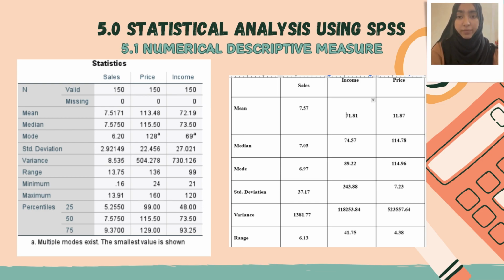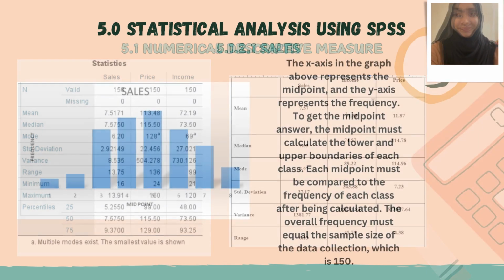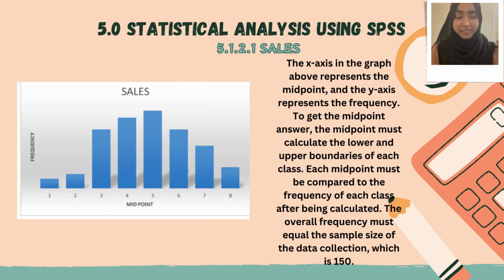Based on the numerical descriptive measure result, there are a few answers that are the same between the SPSS answer and the manual calculation answer. It is because calculation using SPSS is more accurate compared to manual calculation. SPSS calculation includes decimal points, compared to manual calculation, where we already rounded it up to the decimal points.